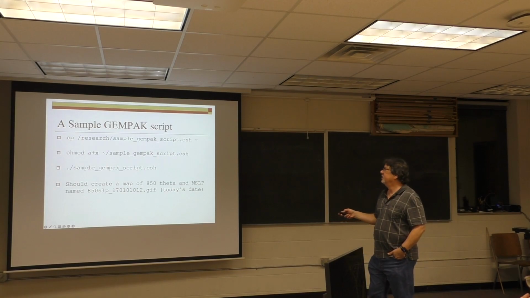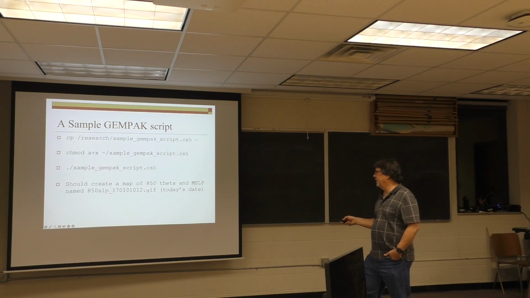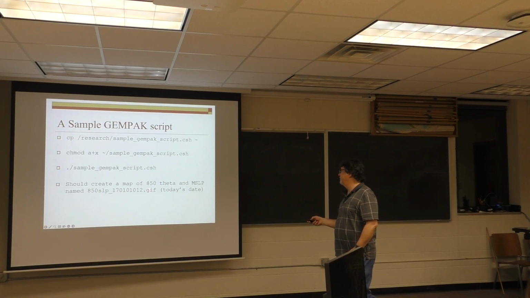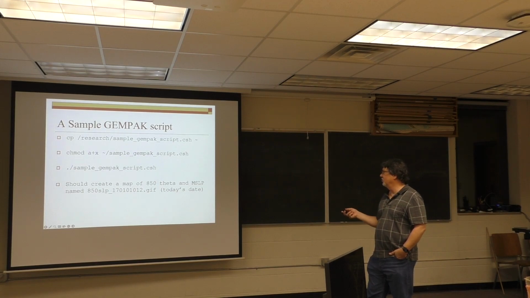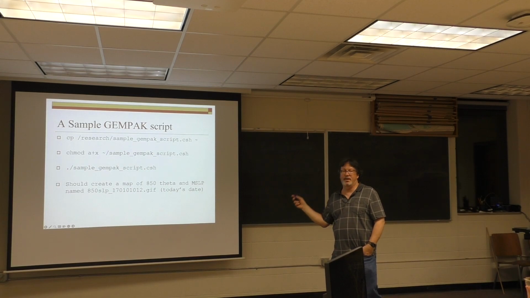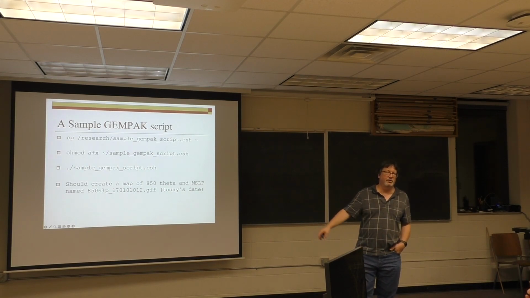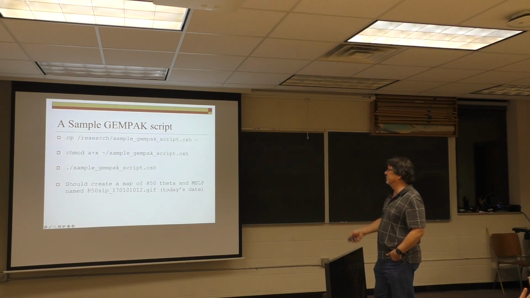I do have a sample GEMPAK script if you want to get an example of what one looks like. You can copy this /research/sample_GEMPAK_script.csh to your home directory. chmod a+x, so that it's executable, of that file, and it will create a map of the 850 millibar potential temperature and sea level pressure over the North Pacific from today's GFS data. And then you can modify that to look at other data sets or other variables or other locations or whatever. Just a sample GEMPAK script. And I tested it today and it does work.